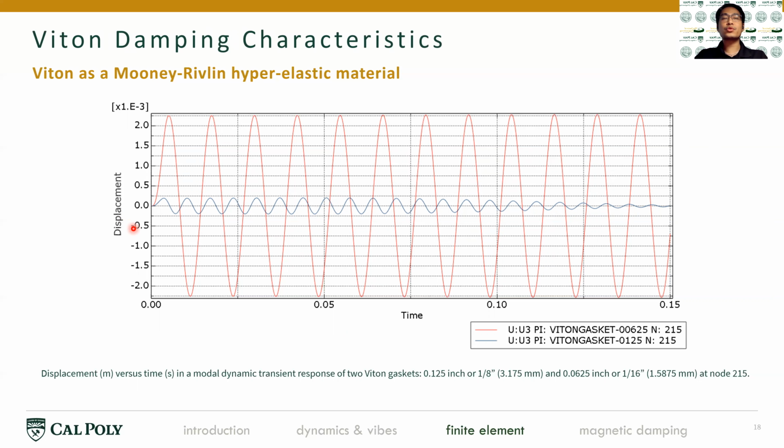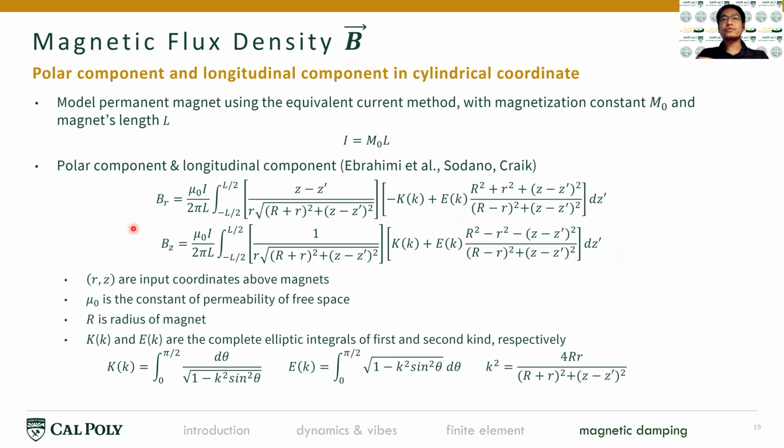So with the natural frequency study and the damping study, it indicates that we should pick the thicker part, the thicker gasket of the two. Now we move to the last section of the magnetic damping analysis.